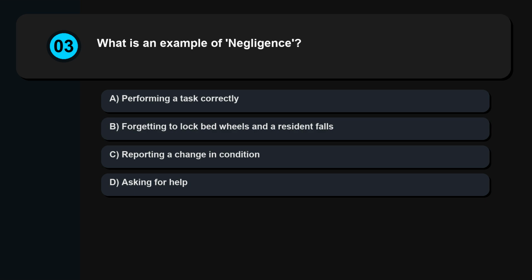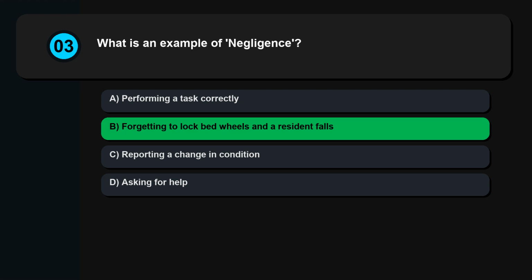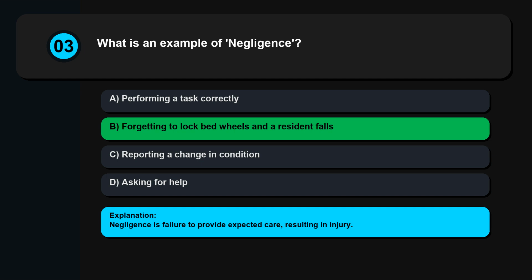Question 3. What is an example of negligence? Performing a task correctly, forgetting to lock bed wheels and a resident falls, reporting a change in condition, asking for help. Negligence is failure to provide expected care, resulting in injury.